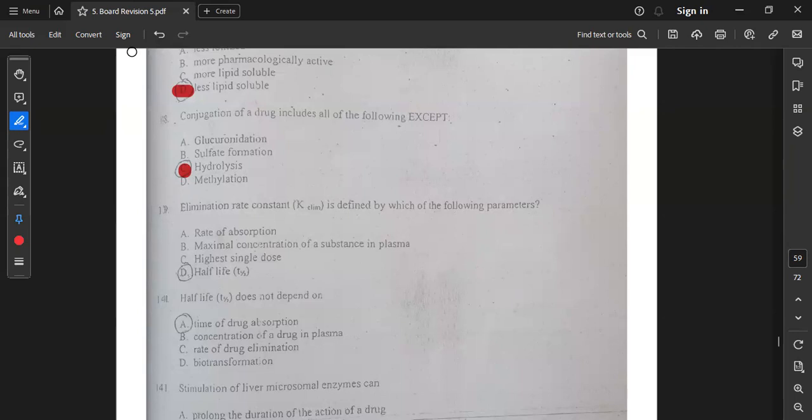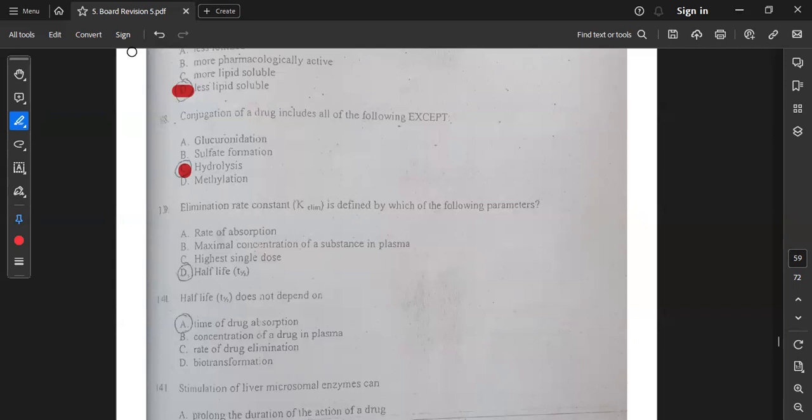Also, while we're at that, we could talk about the donors and the enzymes in phase 2. In glucuronidation, we mentioned the enzyme and the donor. The enzyme is glucuronosyl transferase, and the donor is UDP glucuronic acid. For glucuronide formation, glucuronosyl transferase is the enzyme and UDP glucuronic acid is the donor.